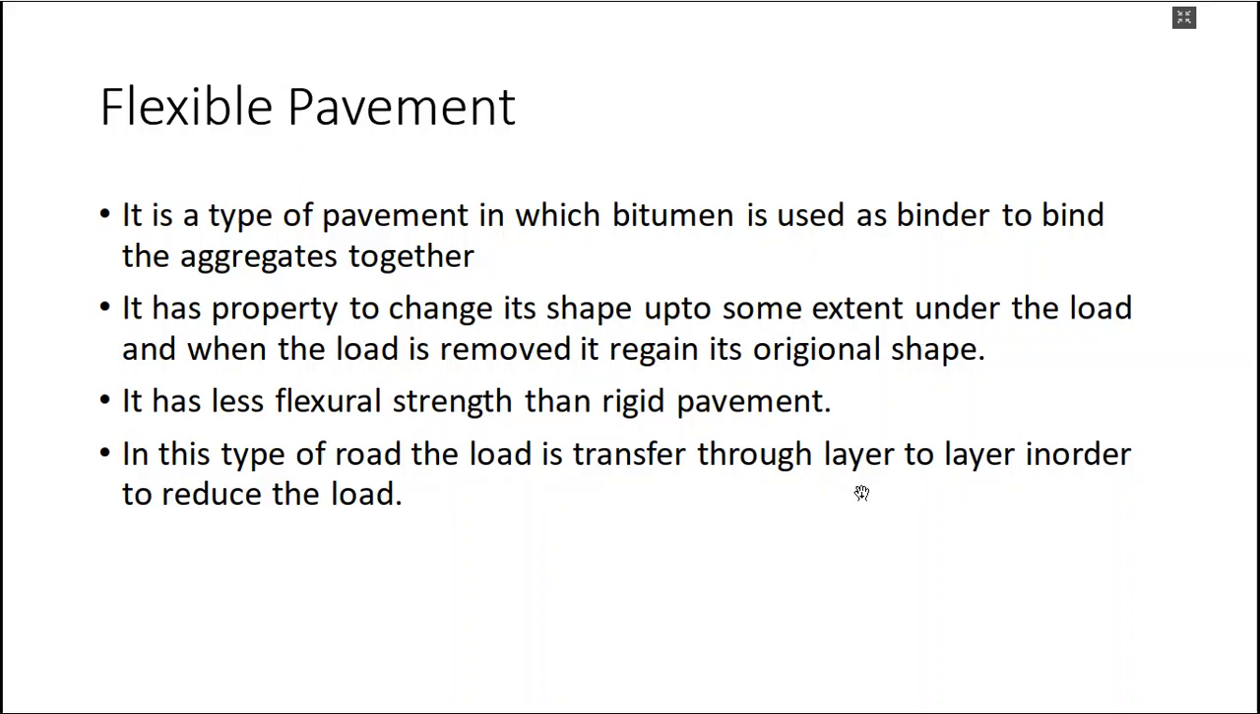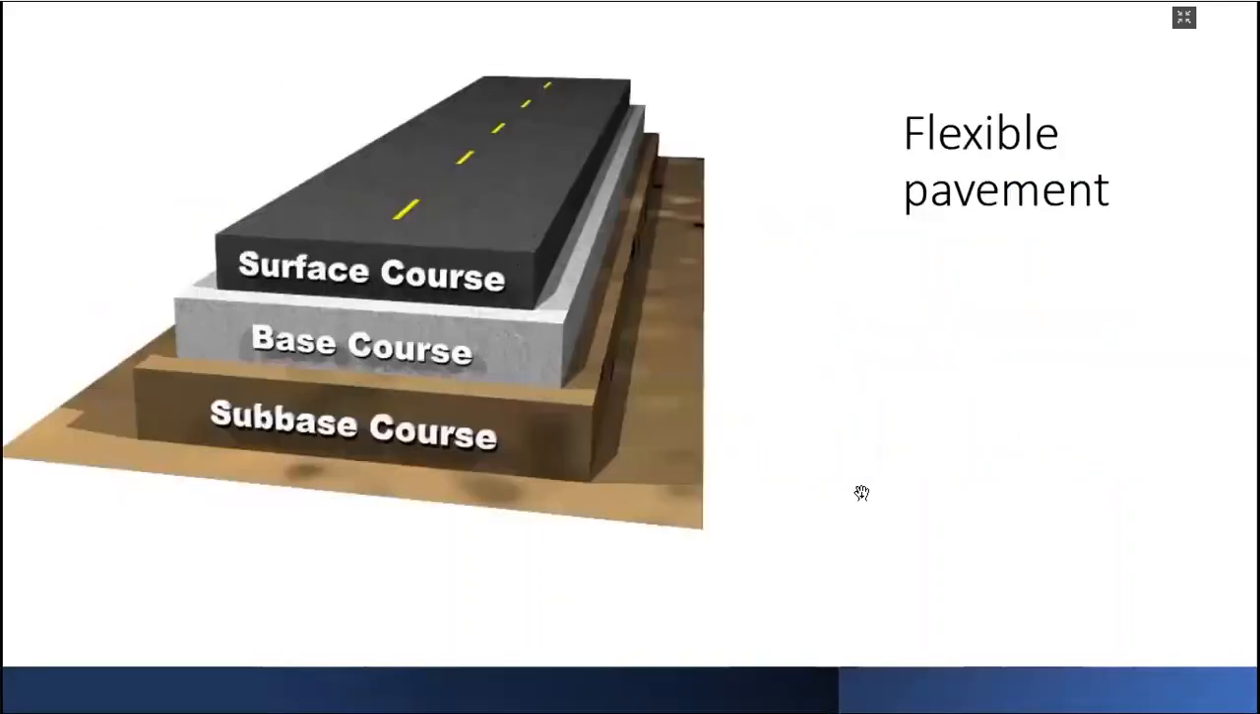This type of pavement generally has less flexural strength than the rigid pavement. That's why these types of pavements have two or three layers in order to distribute the load over the subgrade or subsoil material in order to prevent it from failing. We can see in this figure there are three layers. Generally there are four or five layers. It depends upon the condition of the subgrade how many layers we should provide, which is described by the structural number, which will be discussed later.